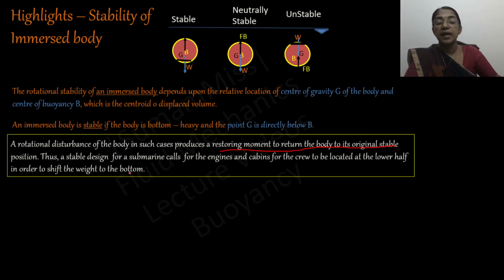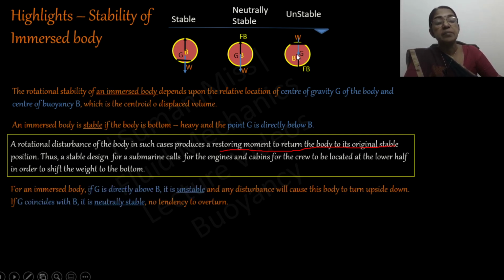That is why, in the case of submarines, the engines and cabins for the crew are located in the lower half in order to shift the weight to the bottom. If G is directly above B, any disturbance will cause this immersed body to turn upside down. So it is under unstable conditions. When G coincides with B, it is neutrally stable.